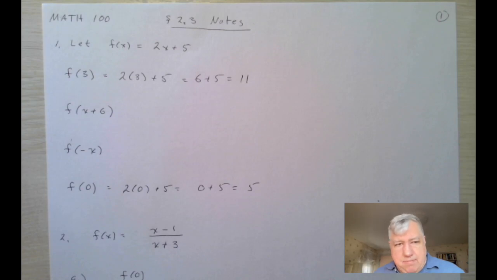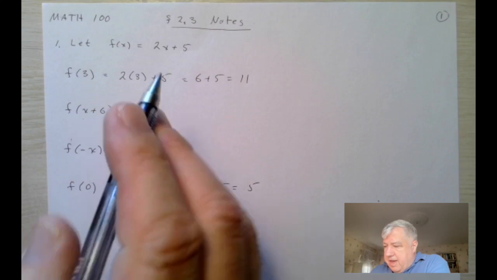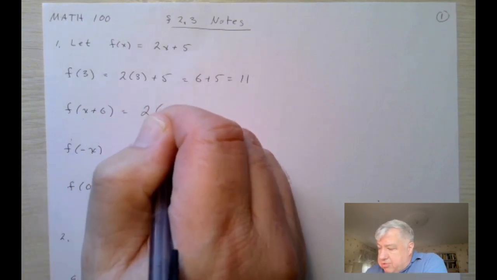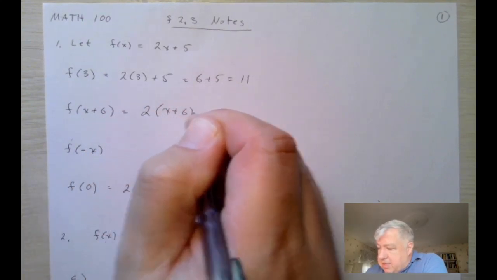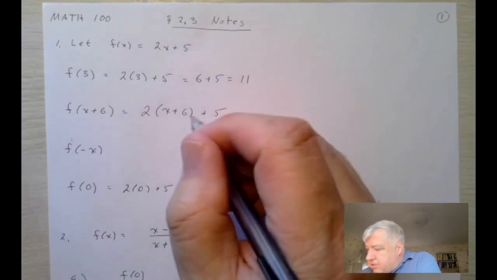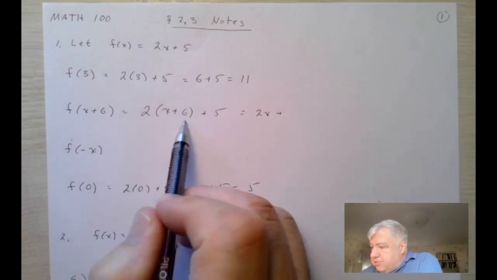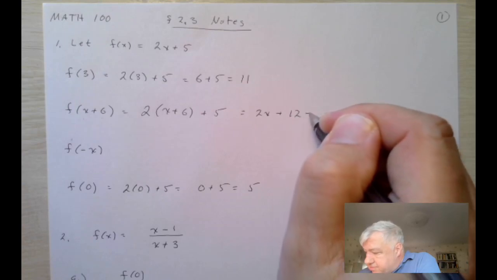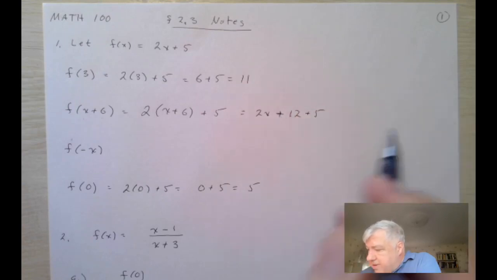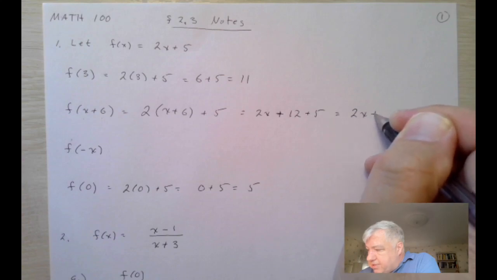We do the same thing. So if the input value is x plus 6, the output value will be 2 times x plus 6 plus 5. And then if we want to simplify it, we distribute the 2. This will be 2x plus 2 times 6 is 12 plus 5. And then this 12 plus 5 is 17. So this would be 2x plus 17.